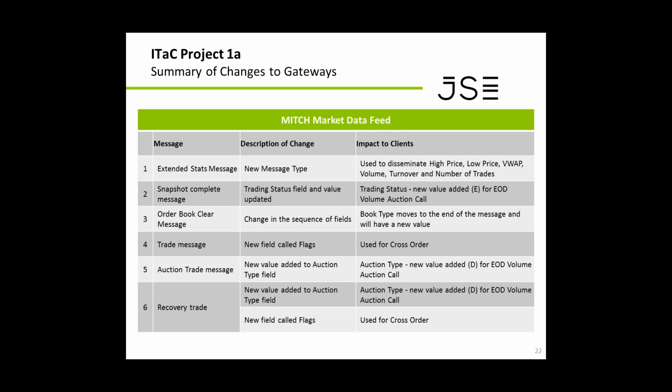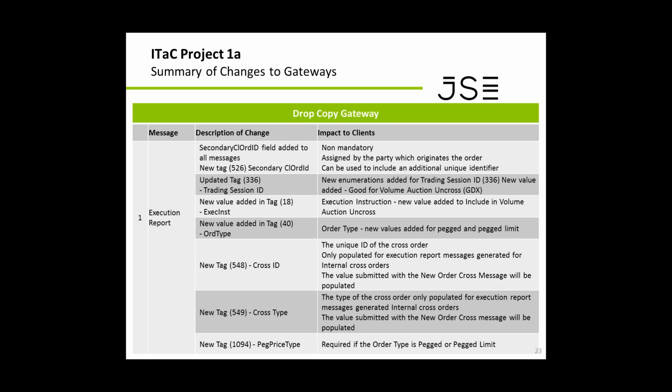In the recovery trade message, there'll be a new value added for the auction type field, as well as a new field called flags to cater for the cross orders as well. If we go over to drop copy gateway, also very important to note is the secondary client order ID field, and this will be a change to all messages within drop copy. As said before, it is non-mandatory.